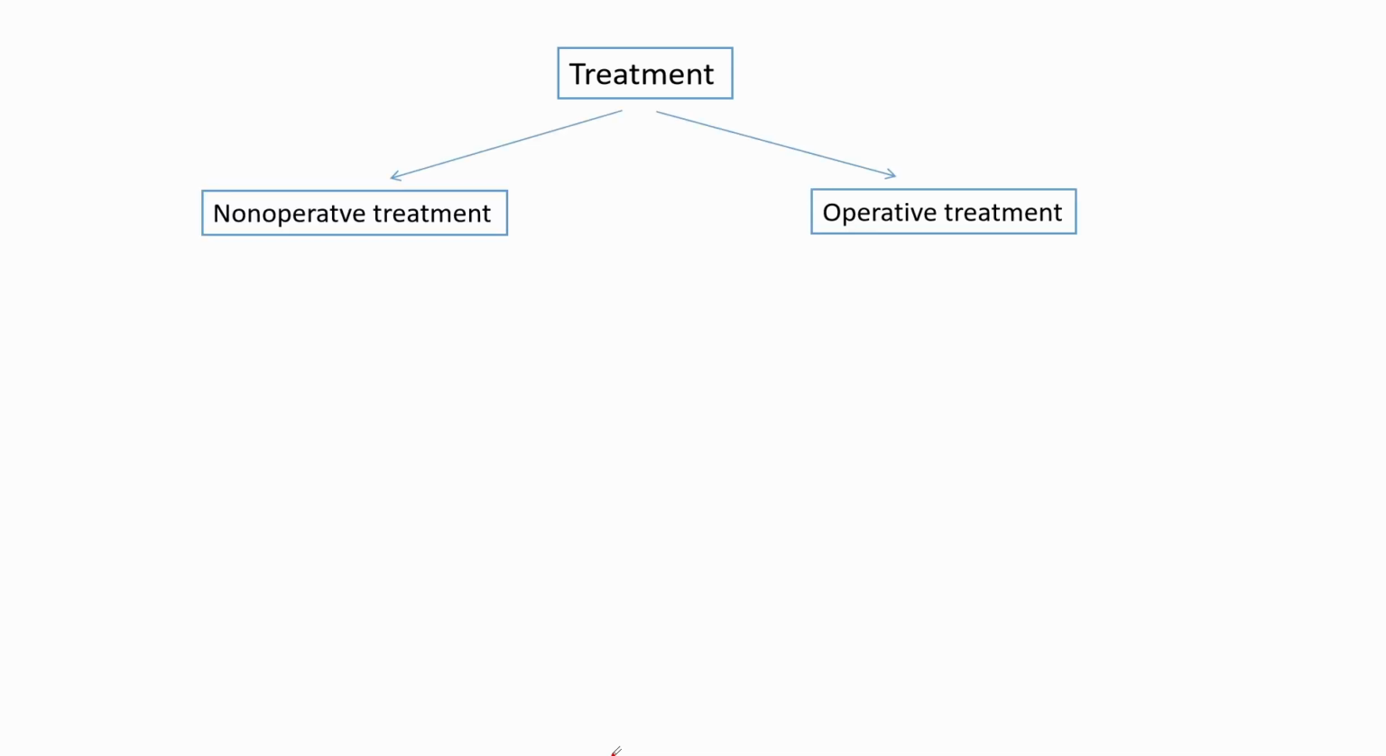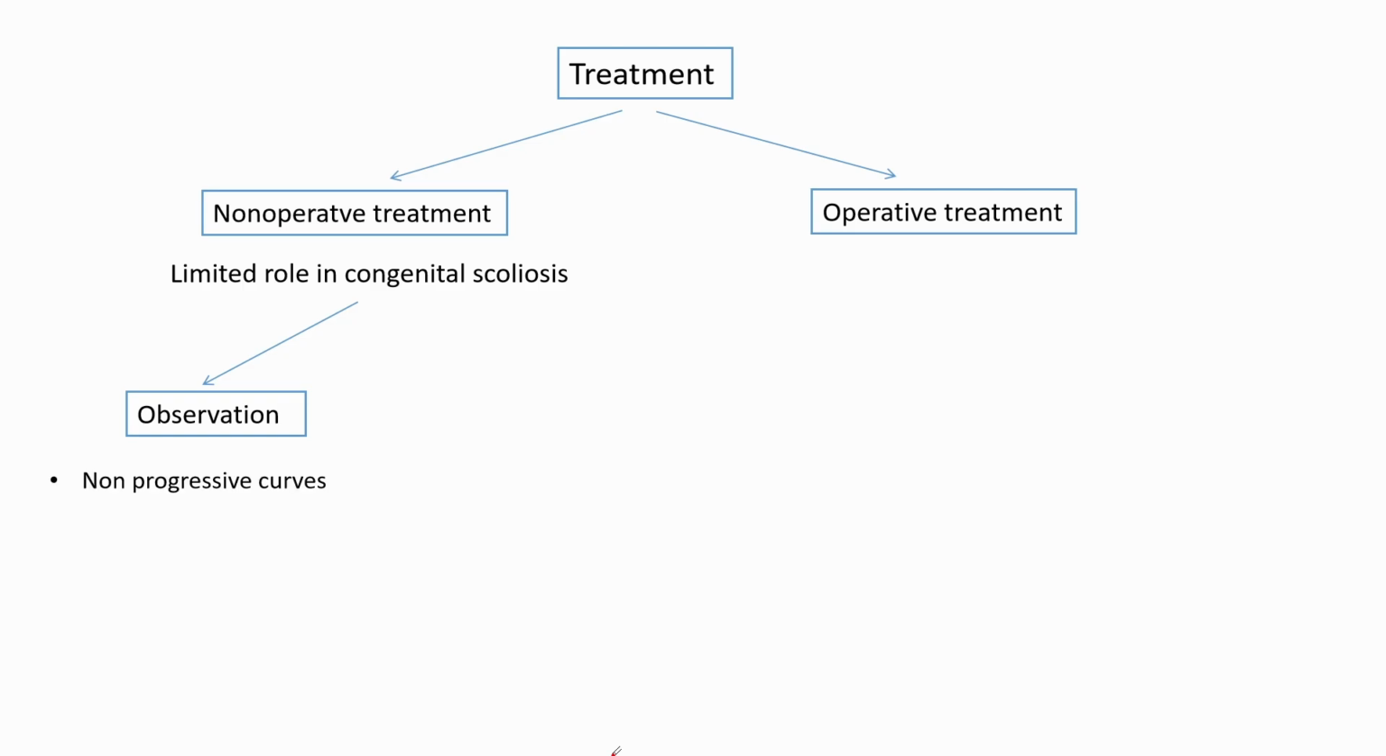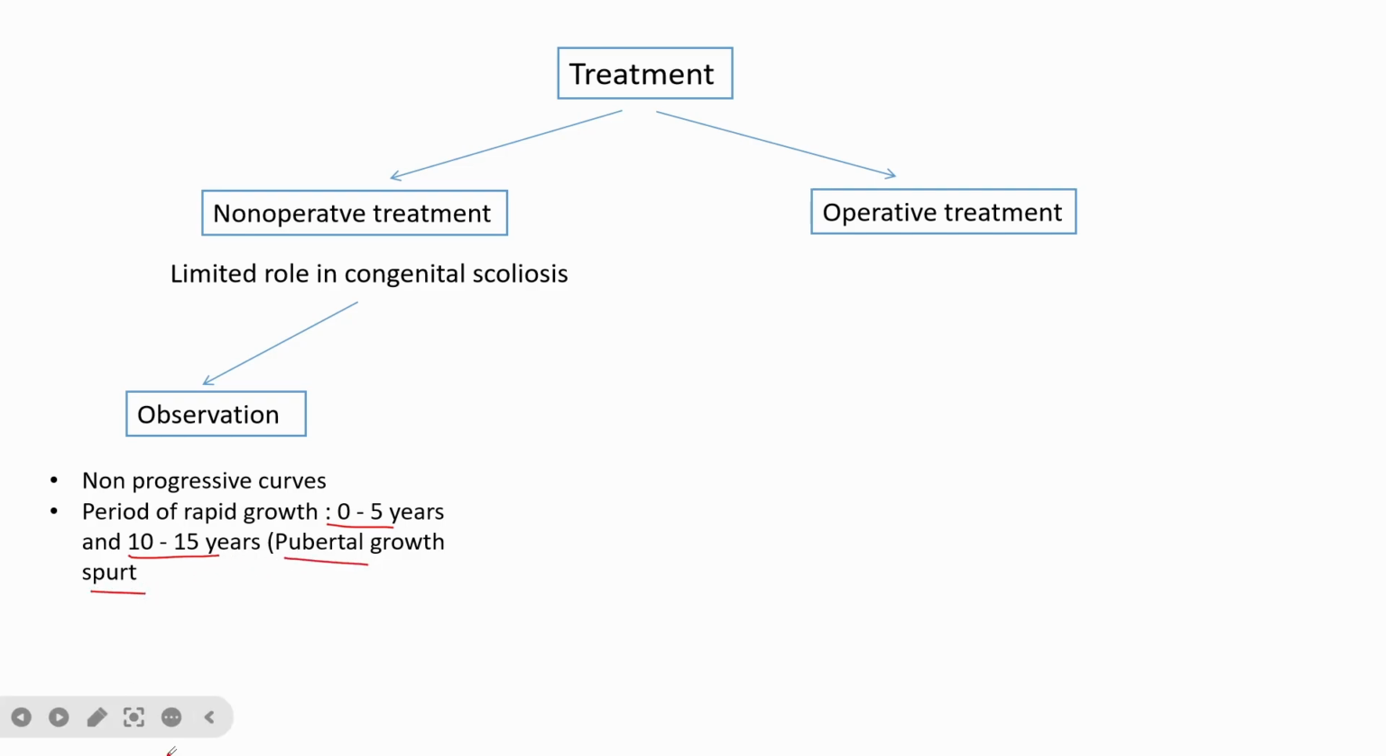The treatment may be non-operative or operative. Non-operative treatment has limited role in congenital scoliosis. It consists of observation for non-progressive curves. During observation, we have to be very careful in the periods of rapid growth, which are 0 to 5 years and 10 to 15 years, or the pubertal growth spurt. In observation, we have to perform radiographs every 6 months or twice a year.